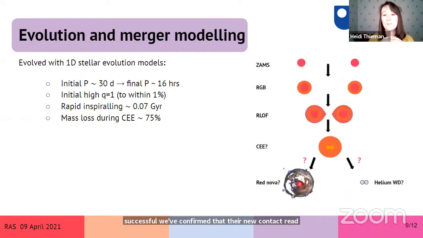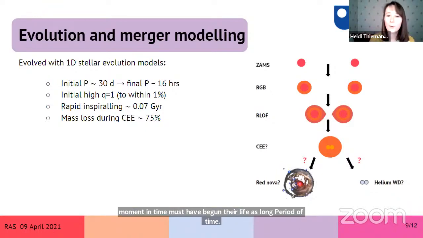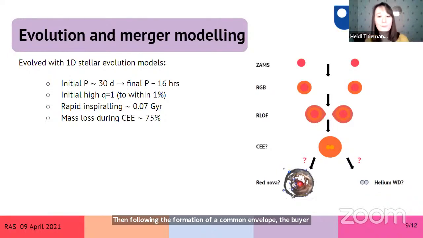Our next step has been in modeling, and we've been trying to understand the birth and the death of near-contact red giant eclipsing binaries using 1D stellar evolution models. What we found is that the systems that we're seeing at this very moment in time must have begun their life as long-period detached binaries which have evolved to be red giant binary twins. Then, following the formation of a common envelope, the binary experiences a rapid inspiraling event where the system experiences some extreme mass loss on a very short timescale, where they blow the mass out of the system.